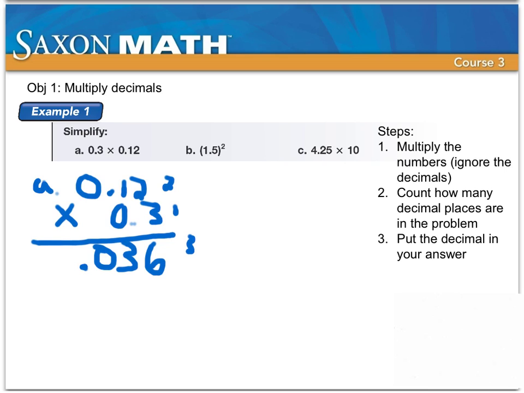I should always put a 0 out in front of this decimal here. So it's 0.036.